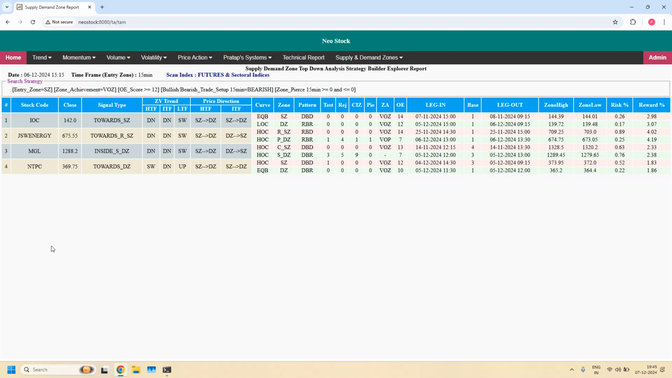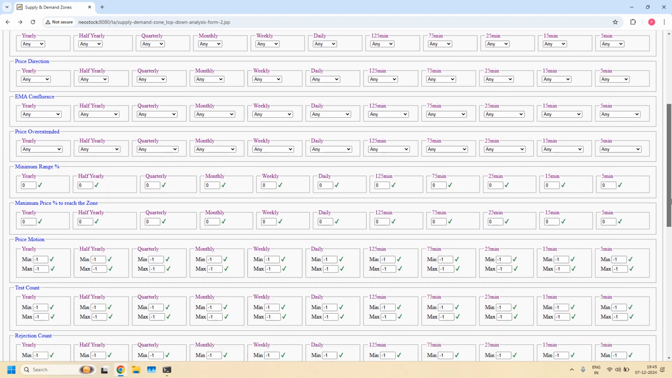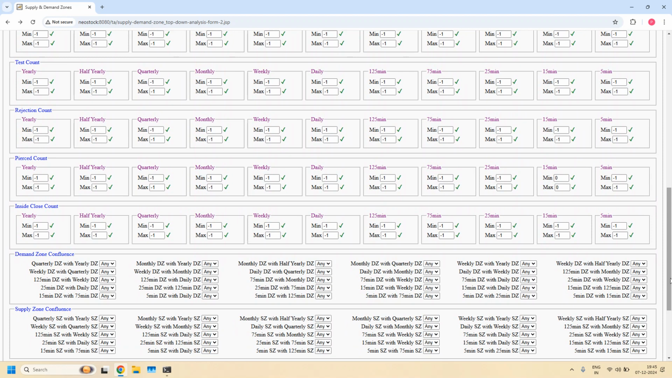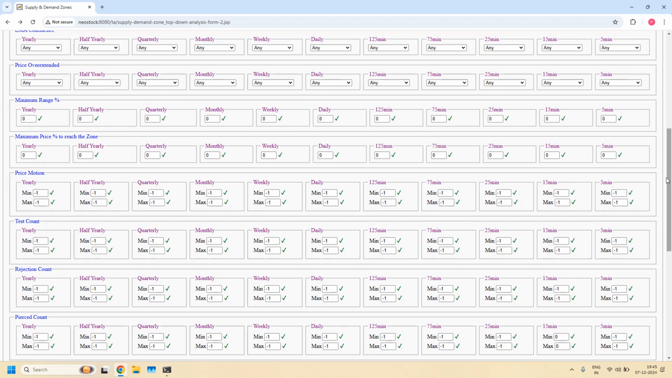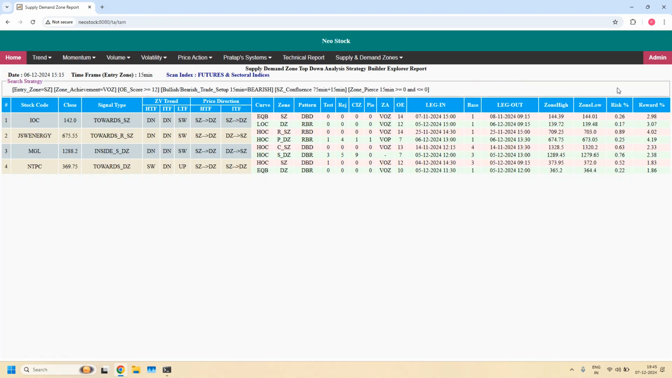First filter is based on LTF and ITF supply zone confluence. That is 15 minute supply zone with 75 minute supply zone confluence. I am enabling that filter. With this filter, out of 4, we got all 4 stocks. That means in all these 4 stocks, these 15 minute supply zones are part of the 75 minute supply zone. Okay, the 75 minutes trend is a downtrend. 75 minutes means ITF trend.